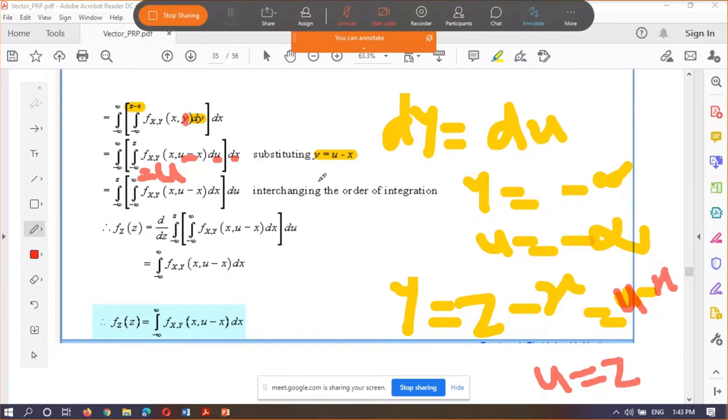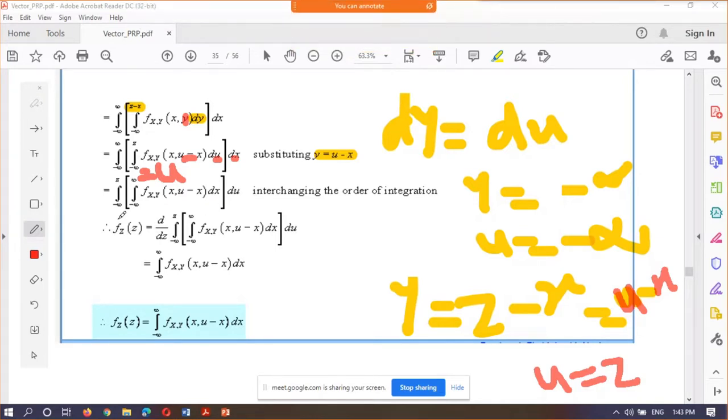Then it can be rewritten like this, because we are integrating with respect to u first, and the limits of integration are now constant, since z is not a variable, so it's constant. So now we can change the order of integration, and then you have minus infinity to z and minus infinity to plus infinity, with dx du.